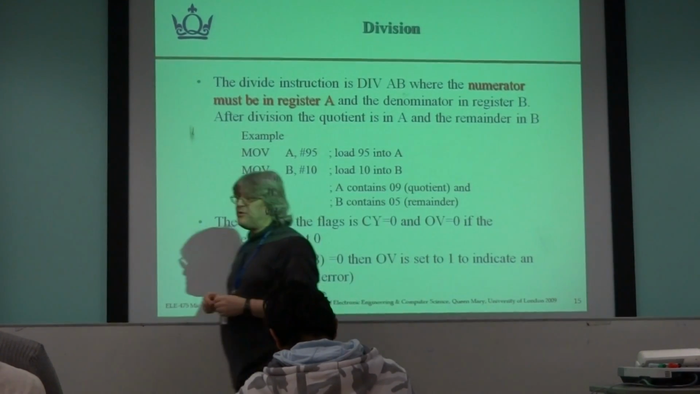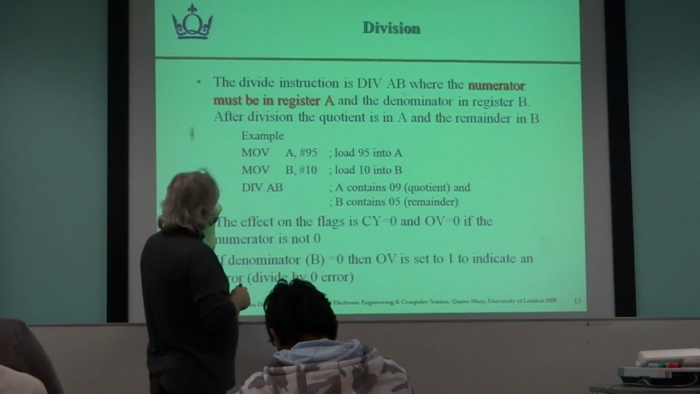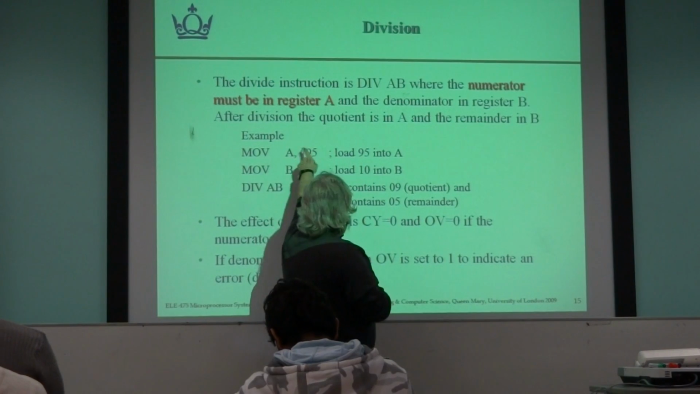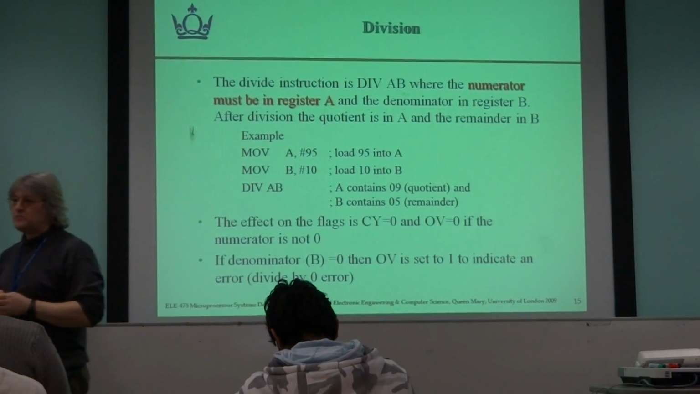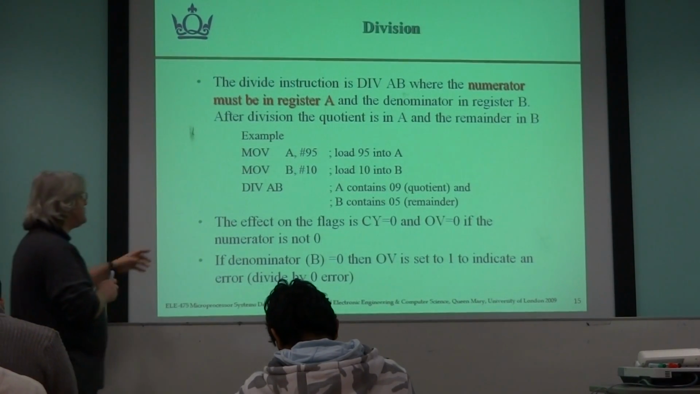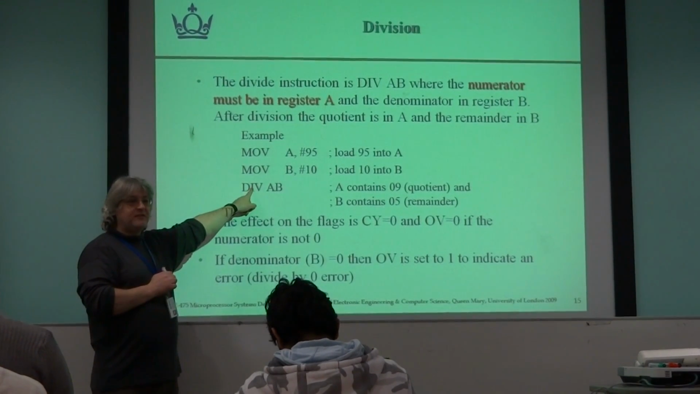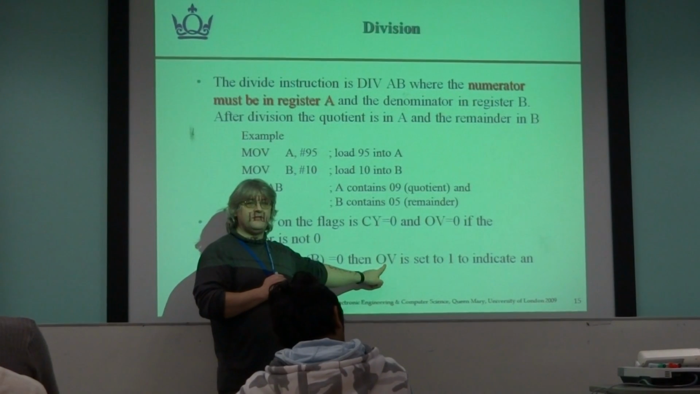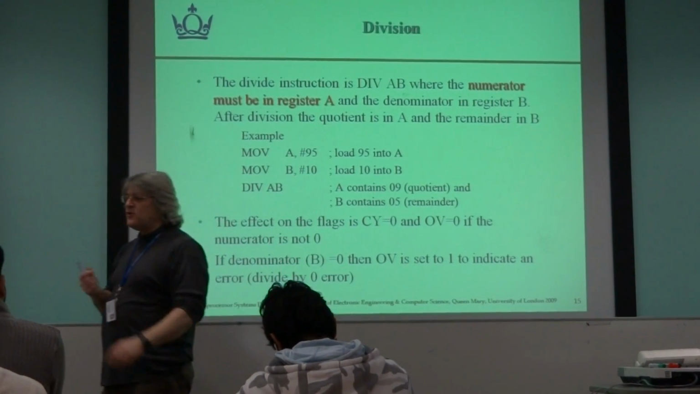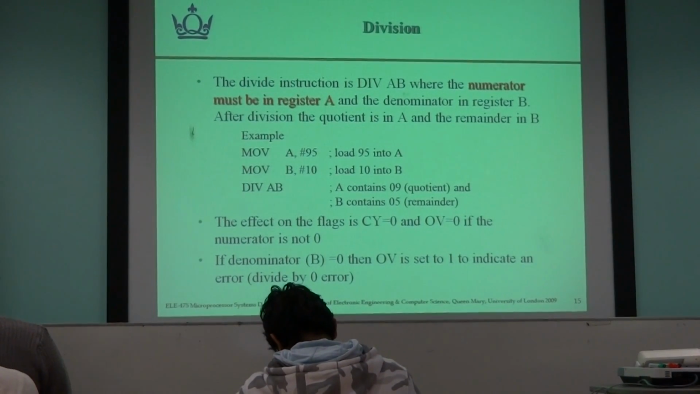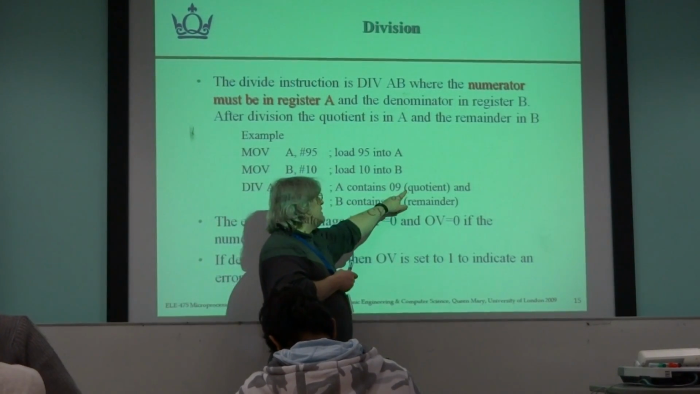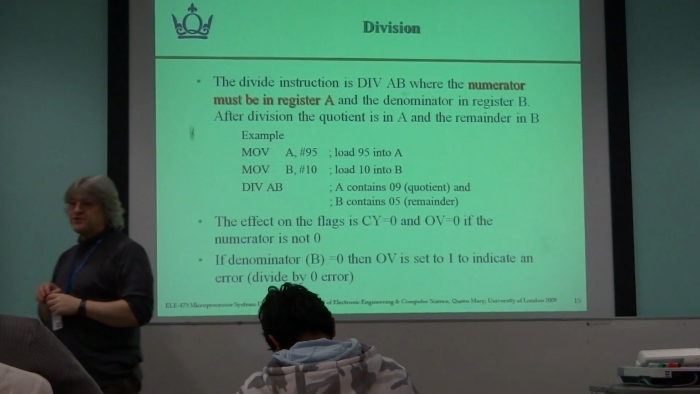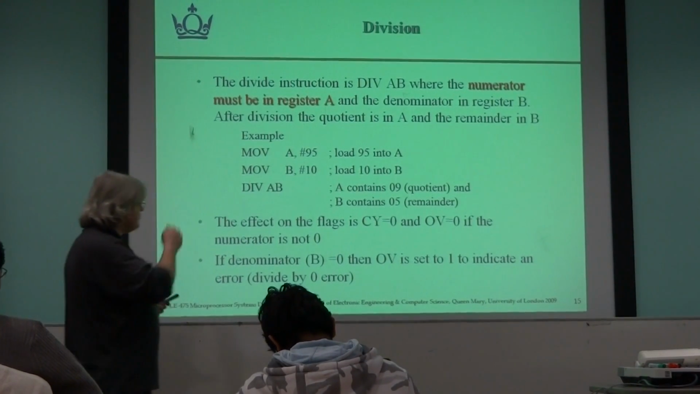Division, that's possible as well. The assumption is that the numerator, that's the top number in your division, has got to be in the A register, and the B register holds the denominator. If the B register, when you issue this instruction, DIV AB, contains the value 0, that's a divide by 0, so the overflow flag will automatically be set for you to warn you you've just done something really silly. So the numerator's got to be in A, the denominator's got to be in B. You can then issue the instruction, and you can see here that the quotient, the result, goes into A, and the remainder goes into B at the end of that operation.